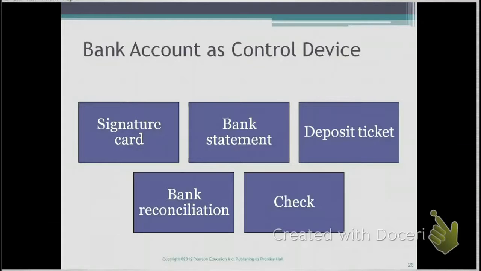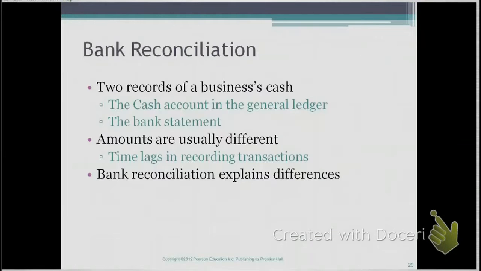Finally, a check is also a control device. If somebody withdraws money from the bank account using a check, there is a paper trail, and those can also be compared against accounting records. Let's take a look at a bank reconciliation in more detail.